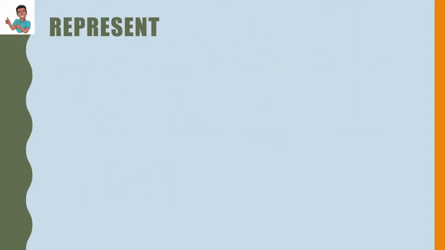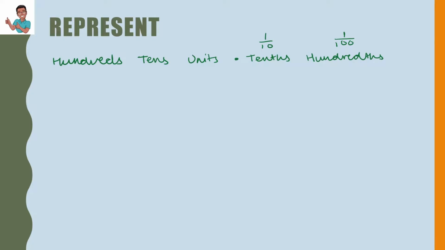Now, let's have a look at it all together. We have hundreds, tens, units, tenths, hundredths. Here I've added a fraction. This fraction is also equivalent to dividing by 10, and this is equivalent to dividing by 100. In our next video, we will be having a look at how we convert fractions to percentages to decimals.